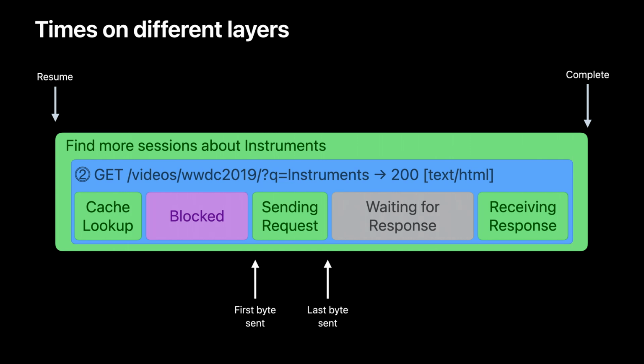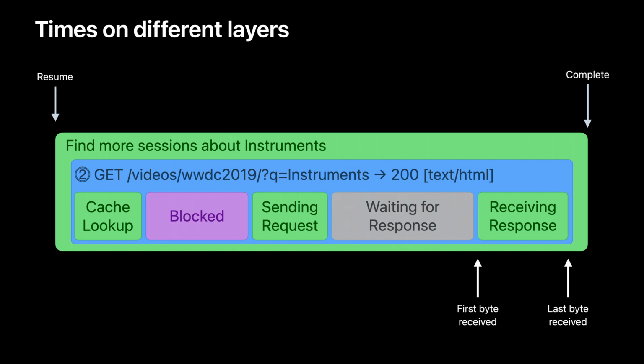The sending request state starts when the transaction is finally handled by a connection. It ends once we send the last byte of the request onto the network. Next, the transaction goes into an idle waiting for response state, followed by receiving response, which will track the span from the first to the last byte received from the server. The whole transaction will complete shortly after the last byte is received, once the URL loading system has determined whether this was a successful response.